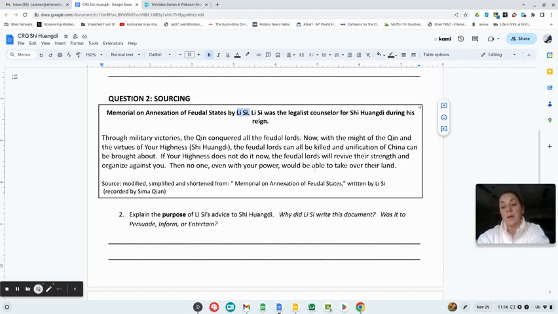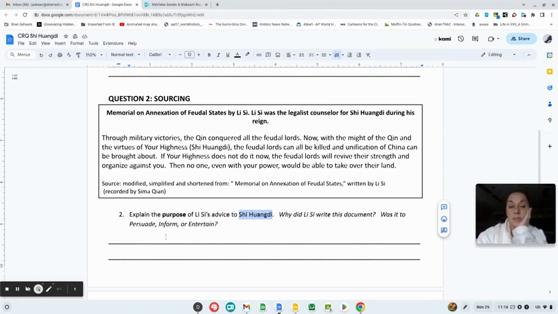So this is a simplified version of the original source, but it gets at the same concept. The idea is, what is his purpose? Why did he write this? First things first, he wrote it to specifically who, right? Shi Huangdi. It's right there in the title. It says, what was the purpose of his advice to Shi Huangdi? Was it to persuade him to do something, try and convince him to do something, inform him of some information, or to entertain him?